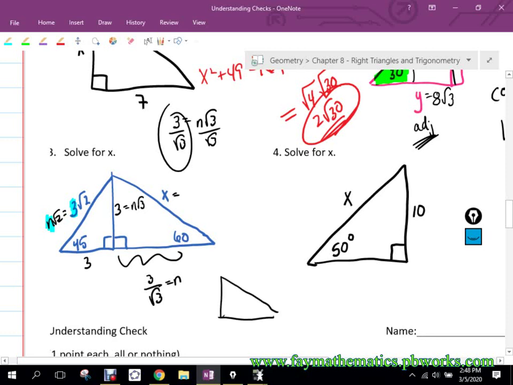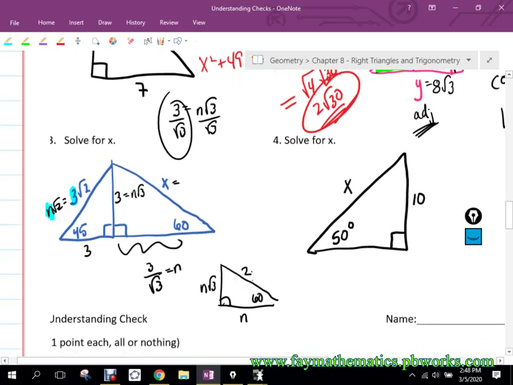Remember in a 30-60-90, if that's 60, this is the n radical 3, this is the n, and this is the 2n, right? So if n is this, we need to double it to get the hypotenuse. So I double that and I get 6 over radical 3. Then you can leave it that way, because I didn't tell you to simplify. But if you did simplify, you would have found that you get 6 radical 3 over 3, and that's going to cancel and give you 2 radical 3.